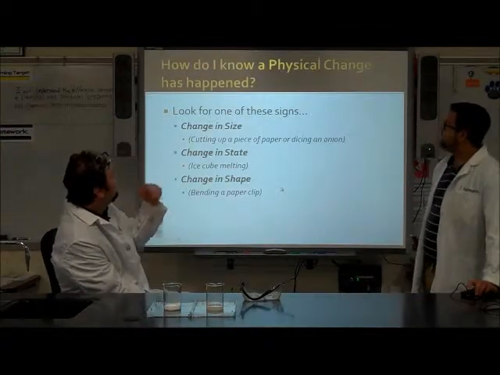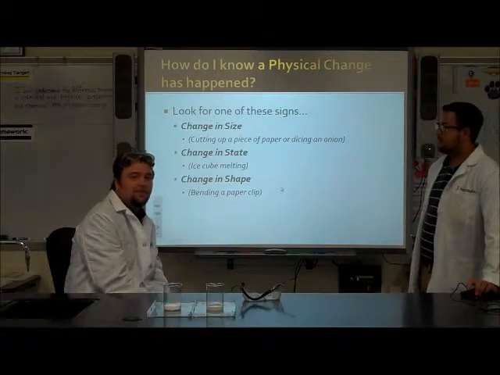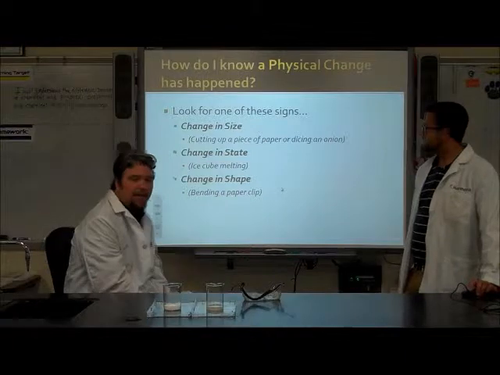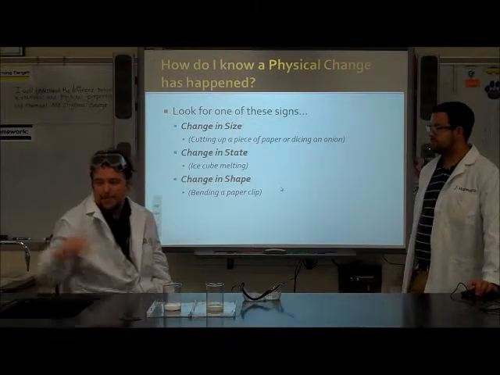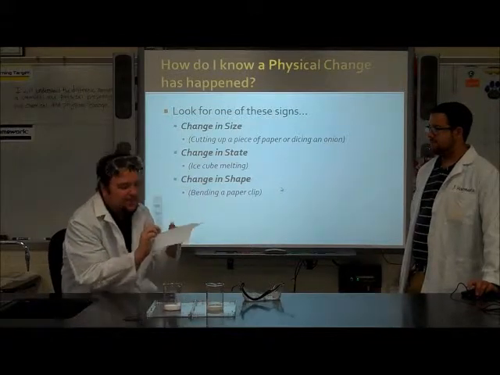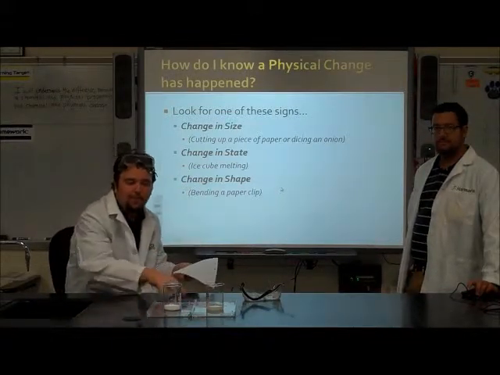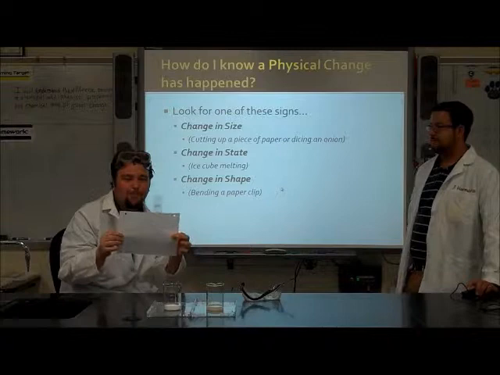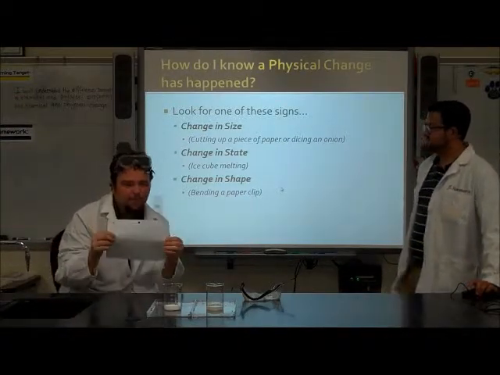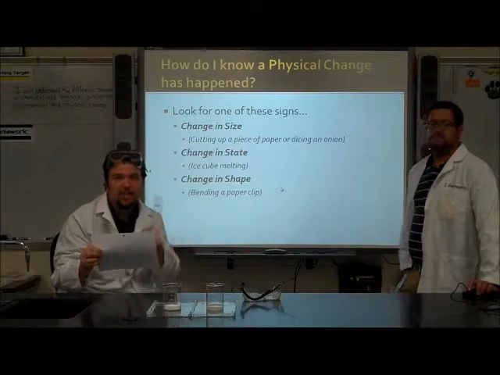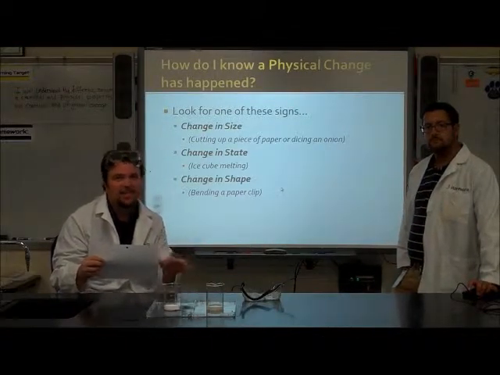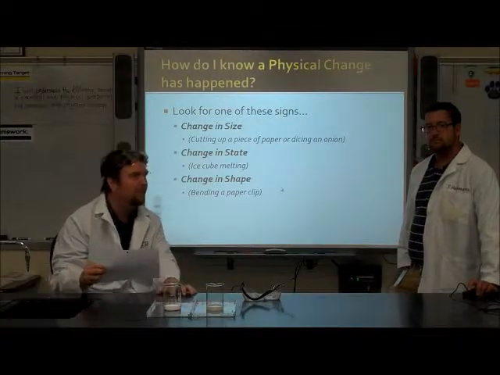How do I know if a physical change has happened? Well, you look for some signs. The first you're going to look for is a change in size. For example, cutting up a piece of paper. A piece of paper is a piece of paper, no matter if it's a whole sheet or if I sit here with a pair of scissors and cut it up into little bitty pieces. It is still paper. It does not change on the molecular level. It's still paper. Dicing an onion, cutting up a carrot. Again, it's still an onion. It's still a carrot. It does not change on the molecular level.